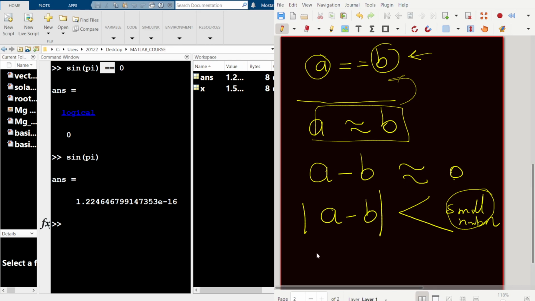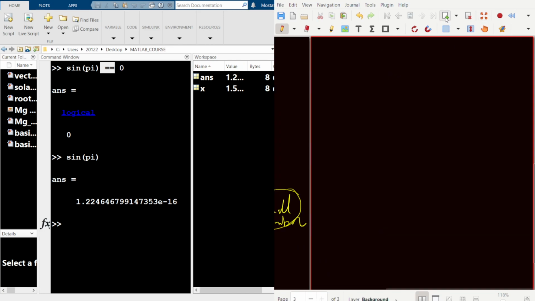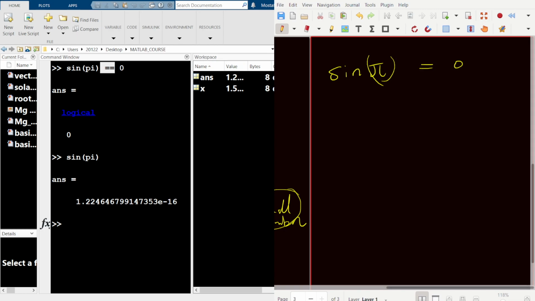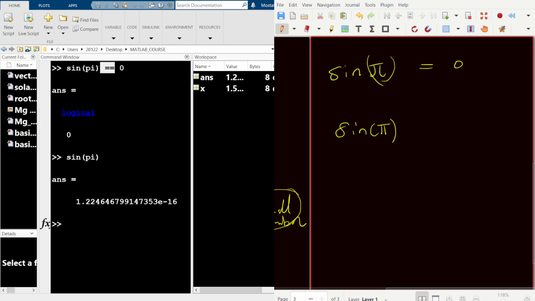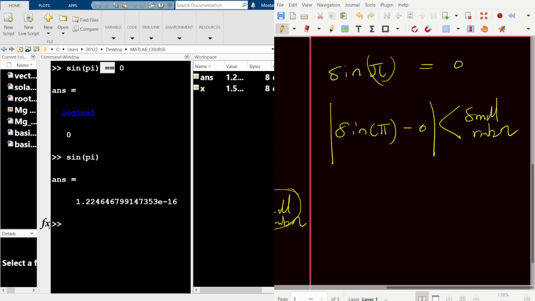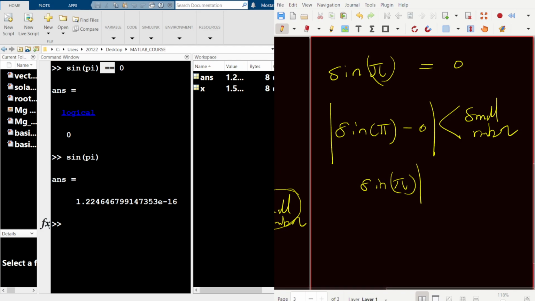Let's apply this to the case that we currently have. I'm trying to check whether sine pi is equal to 0. Then I can transform this into checking whether the absolute value of sine pi minus 0 is less than some small number. And then because this is 0, I can translate this into checking whether the absolute value of sine pi is less than some small number.